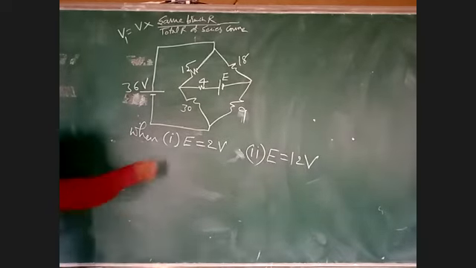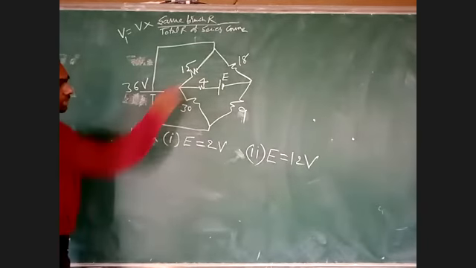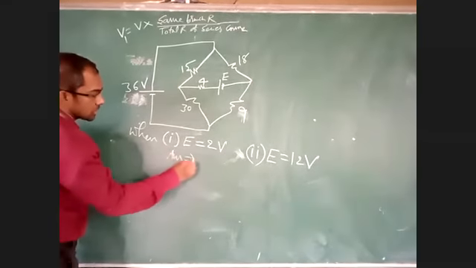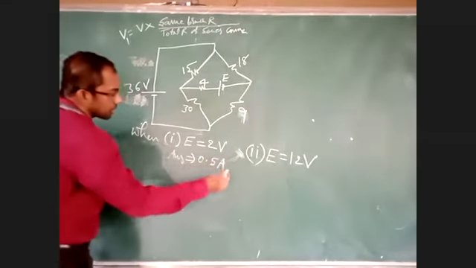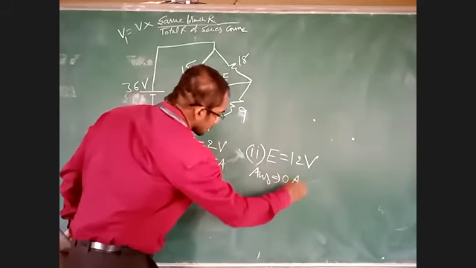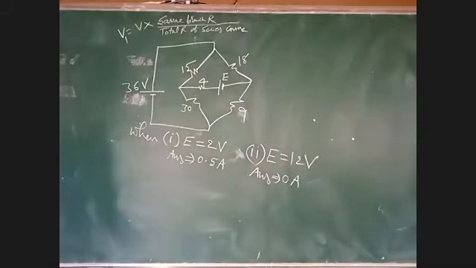So I am writing the answers here. He is asking us to determine the current in 4 ohms. Current in 4 ohms when E is equal to 2 volts is 0.5 ampere. When E is 12 volts, it is 0 ampere. We have to get these answers. So we'll verify whether you will get these answers or not.